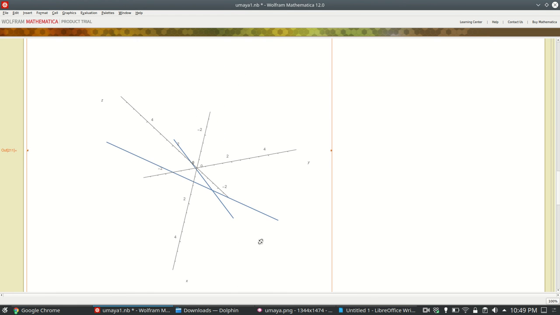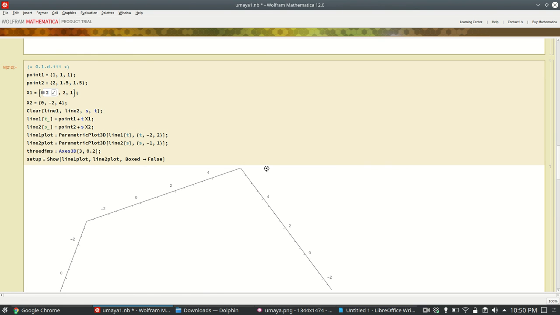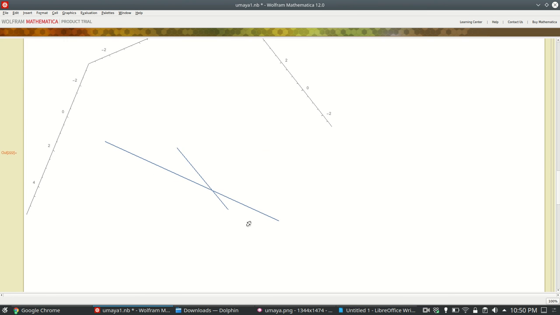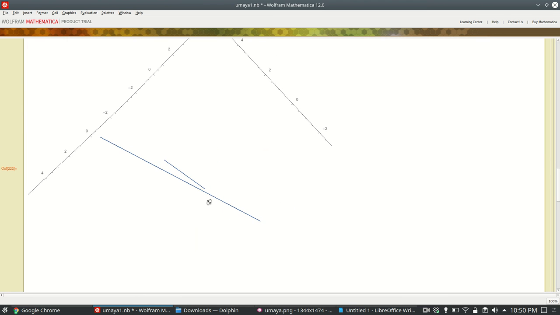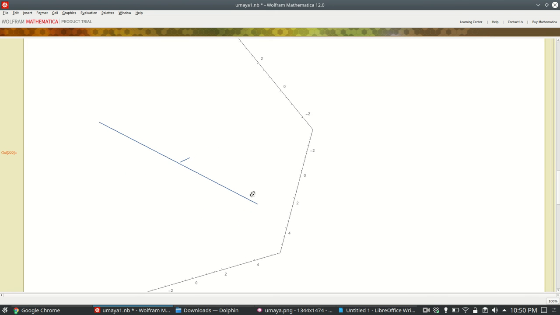Trying to trick us. I can make it easier to see by removing the axes. Okay, so here are the lines. There are no axes, and look! They do not cross. The lines do not cross. Okay, bye.